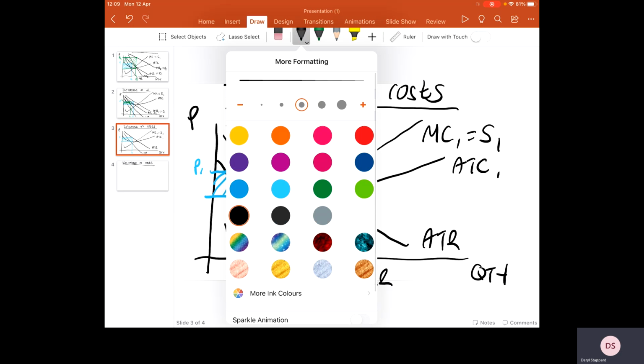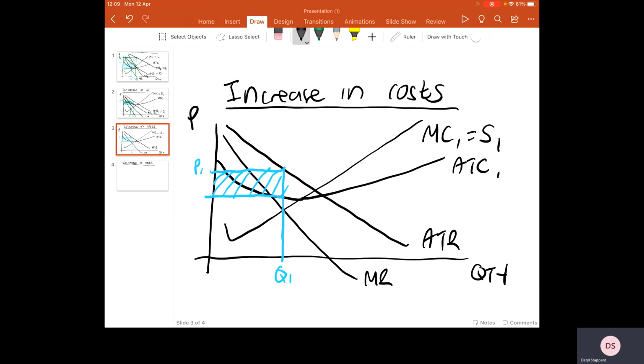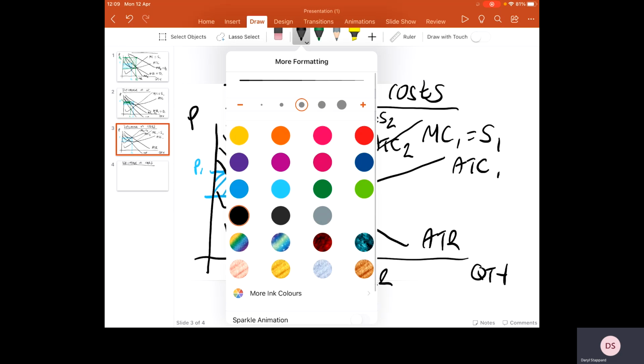Now, if business costs increase, what we'd expect is for the supply curves to shift to the left. So what we'll do, we'll draw to the left of this a new marginal cost curve. And then what we'd expect to happen as well on the back of that is the average cost would get dragged upwards as well. So we'll add an average total cost curve too.